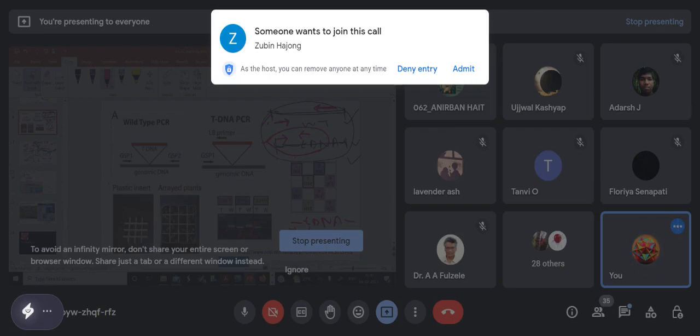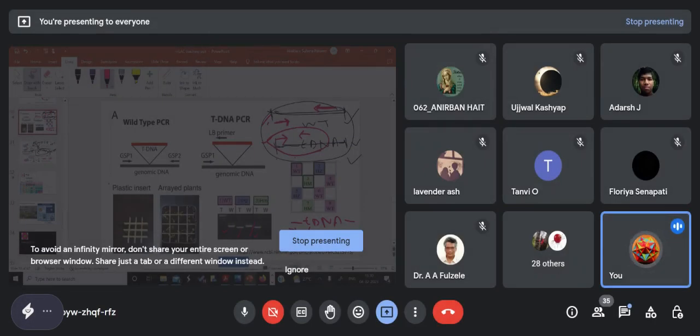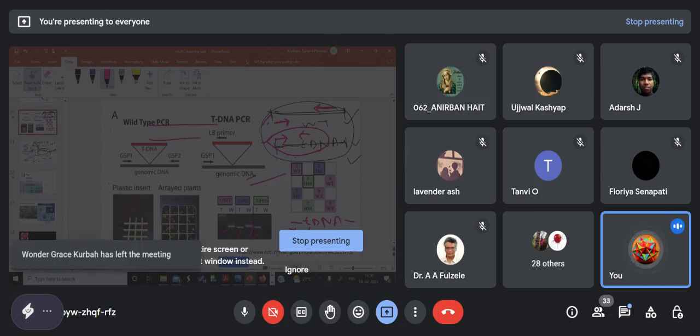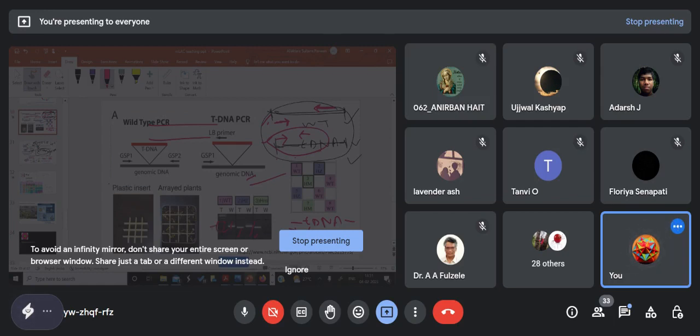Now imagine another condition, where it is only wild type. If it is only wild type, then there is no tDNA insertion, right? And if you use a tDNA specific primer, it will not be able to amplify. It will only amplify the wild type one, and there won't be any band with your tDNA specific primer. Okay, is that clear now? Yes, I hope this is clear.